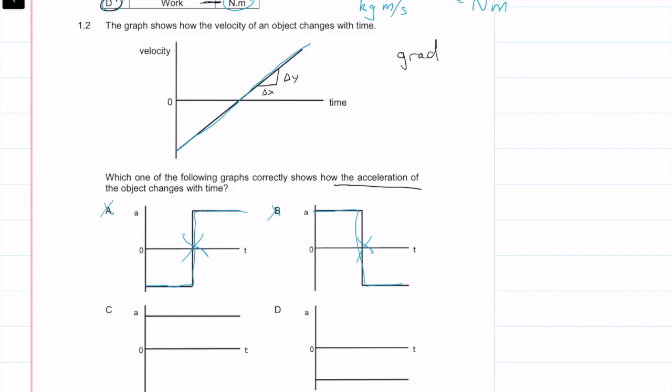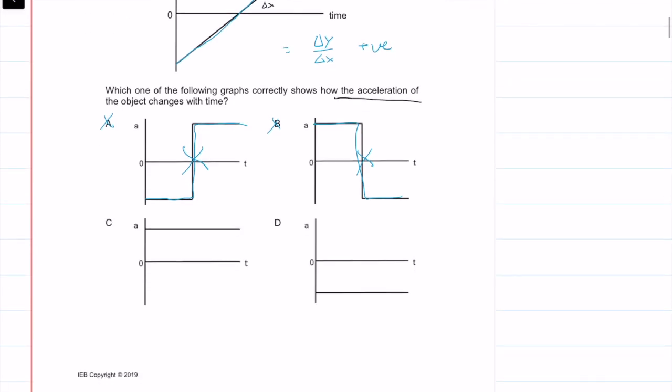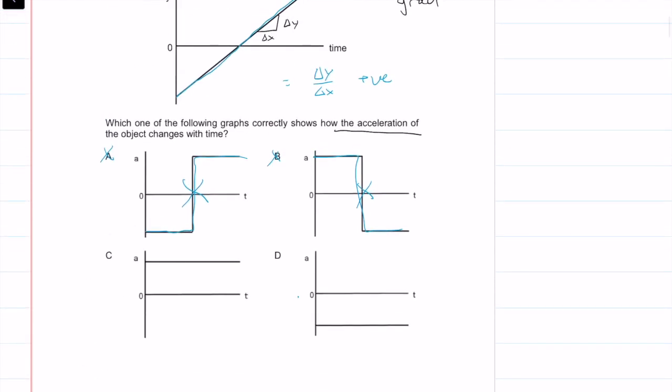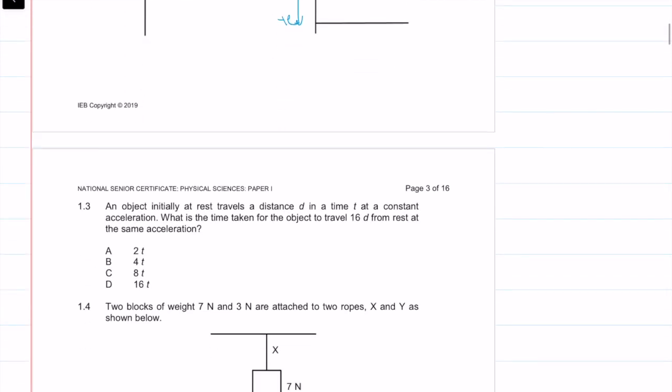The gradient is constant. And if we calculate change in y over change in x, it is going to be a positive gradient. In case D, the acceleration is negative, so it can't be D. Here the acceleration is positive and constant like we expect, so the answer is C. So for question 1.2, the answer is C.